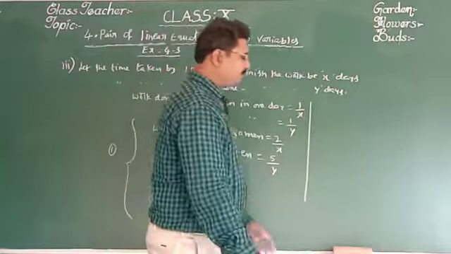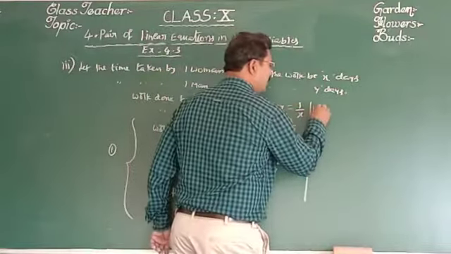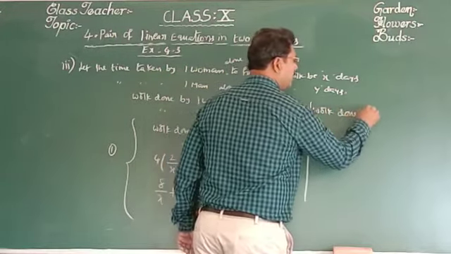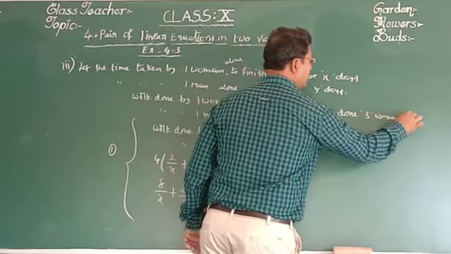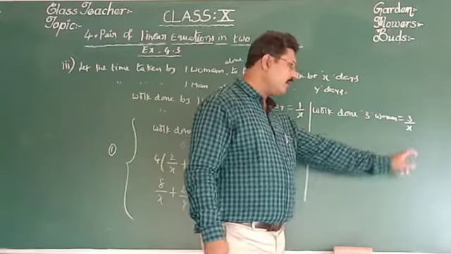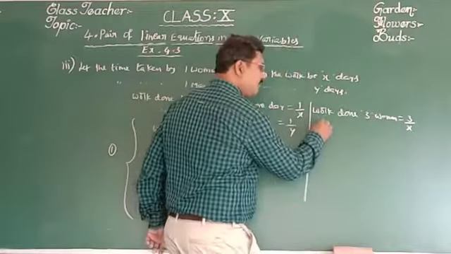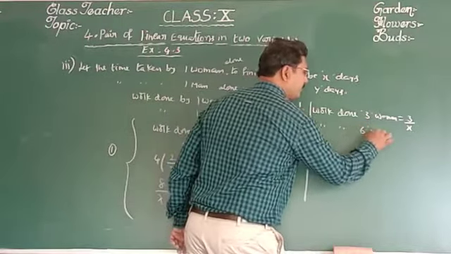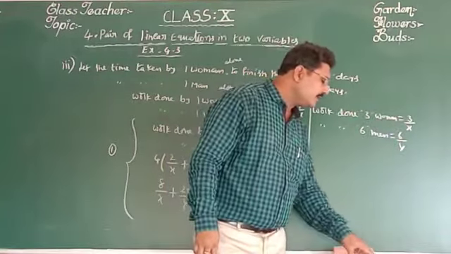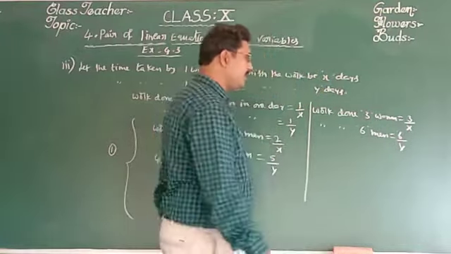How to go for part 2? Next, work done by 3 women and 6 men. Now we are going to part 2. Work done by 3 women in 1 day is equal to 3 by x. Next, by the problem, 3 women and 6 men: work done by 6 men is equal to 6 by y. Again the problem is given, 3 women and 6 men can finish the work in 3 days.